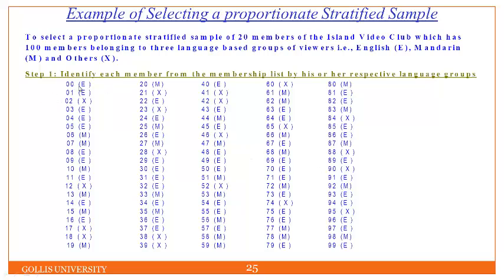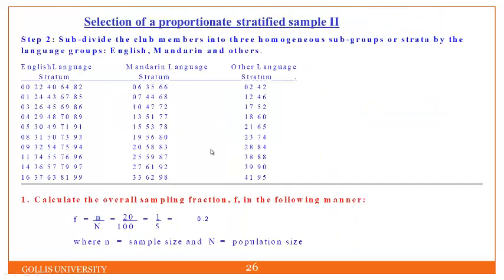Now, I will number my population from 00 to 99, which gives me a total of 100. And against each number, I put which language the person speaks. For example, this person speaks English, this one speaks English, this one speaks another language, this one speaks English, English, Mandarin, Mandarin, English, English, Mandarin, English, other language. So after I have identified their languages, the next thing I will do is subdivide the club members into 3 homogeneous subgroups or strata by the language groups.